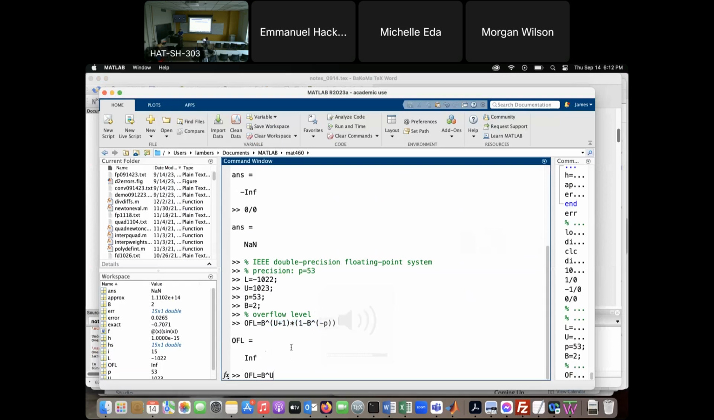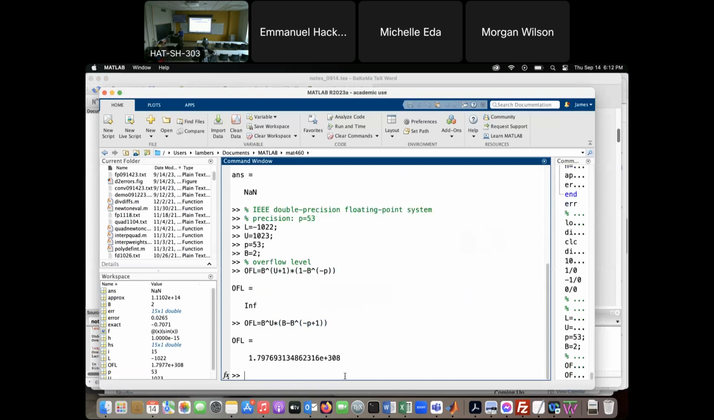So instead, you need to use the upper form of this expression, where I'm raising b to the u power, and I take one of these factors of b, or beta, and I distribute it through here. So I'm multiplying by b minus b raised to the minus p plus 1. So now the number b to the u is okay, and then it computes this value that's slightly less than b, multiplies that. So in this case, I get my value.